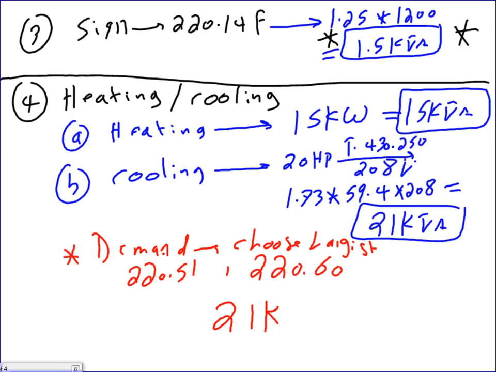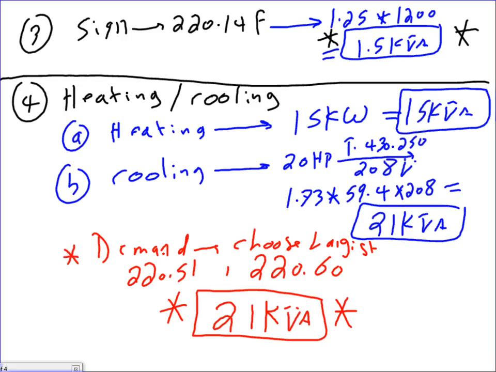21 kVA. So I pick the largest of the heating or the cooling. Any question, guys, about how we calculated A? How we calculated B? 1.73 because it's three phase. If it wasn't three phase, you drop the 1.73: 208, 59.4, 21.